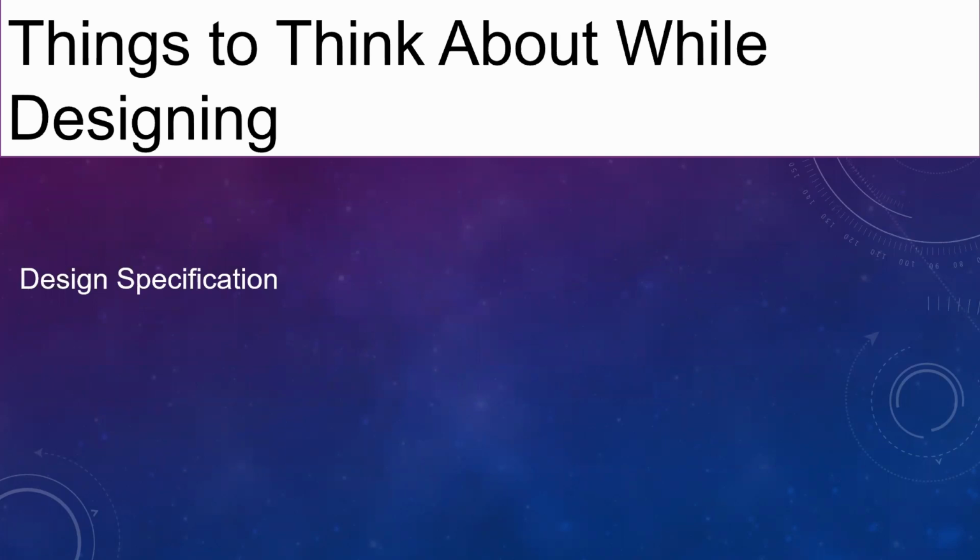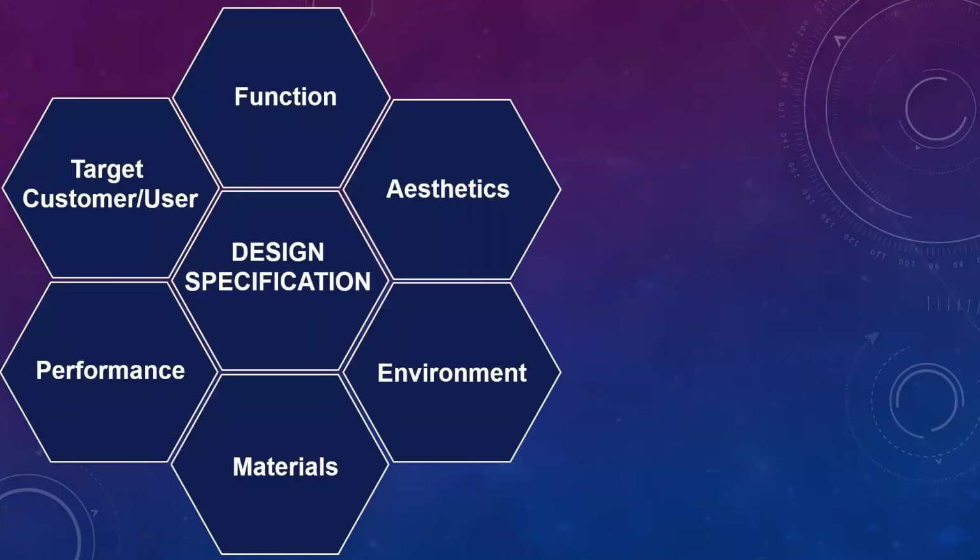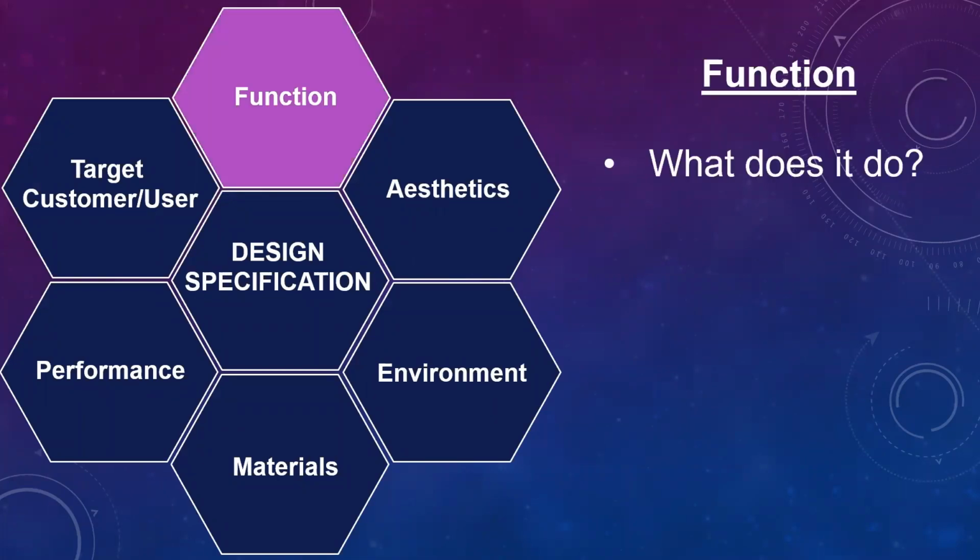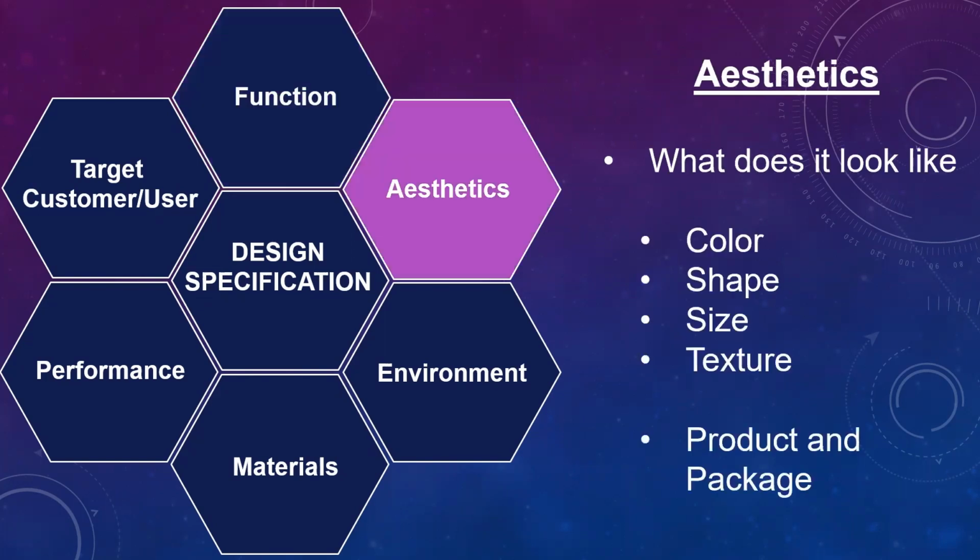So, short list, things to think about while designing, the specifications of your design. I like to put this into a little honeycomb matrix. So your design specifications: think about the function. What does your device or service do? What is its intended use? What does it look like? Color, shape, size, texture, product and packaging. Maybe there's variability here depending upon who your user or users are. You're going to make a pink teddy bear. You're going to make a green teddy bear.